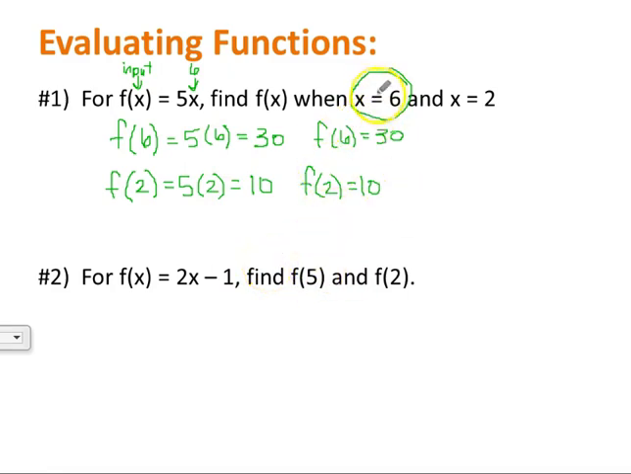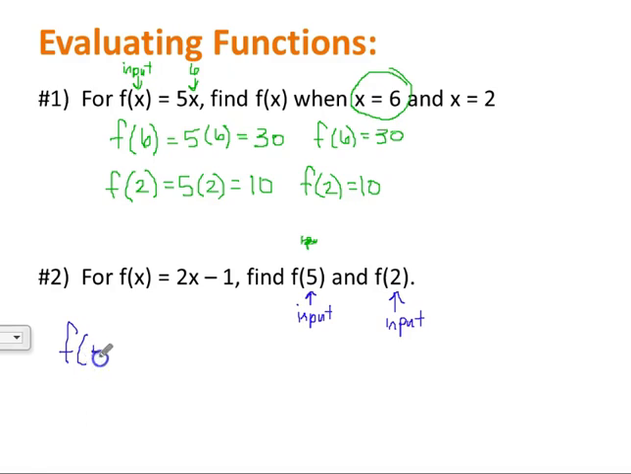So sometimes the directions might be written like find f of x when x equals 6 and x equals 2. Or sometimes they're just going to say, here's our function rule, f of x equals 2x minus 1. Now find f of 5 and f of 2. So remember, the number in the parentheses, those are our inputs. That tells us what to plug in for x. So let's find f of 5 first.